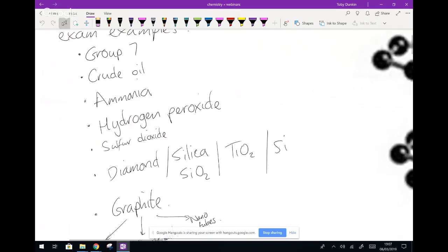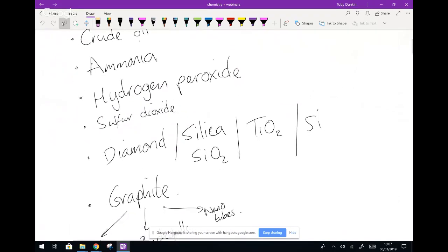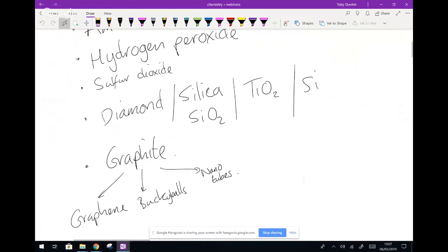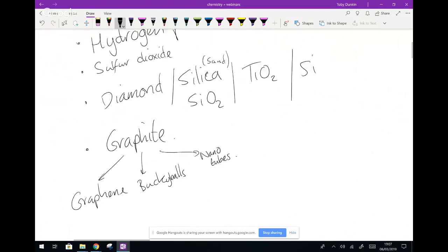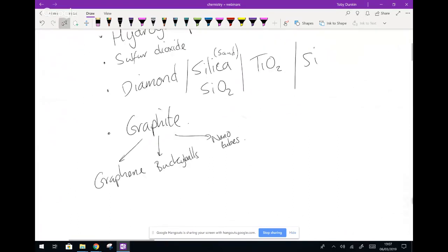They're going to drop into ammonia, hydrogen peroxide, sulfur dioxide, diamond, silica, otherwise known as sand. It's nice for me to put the sand. That's sand, silica, titanium dioxide, and silicon. And at that point, I'm then going to, of course, end with graphite.